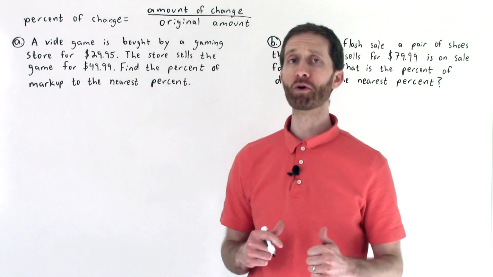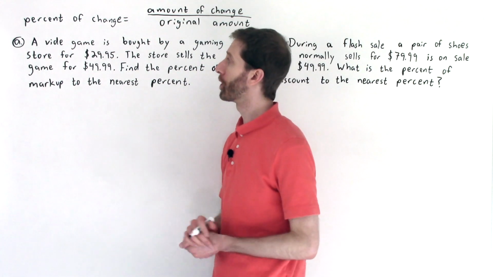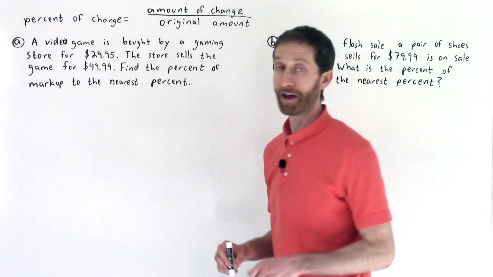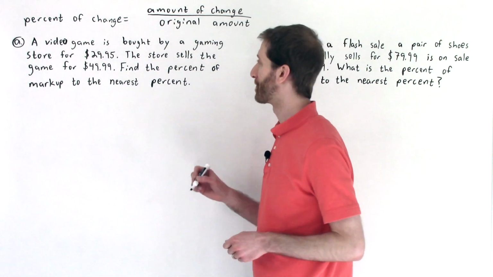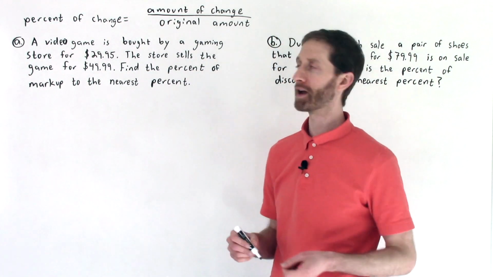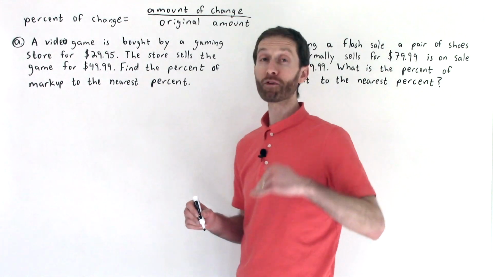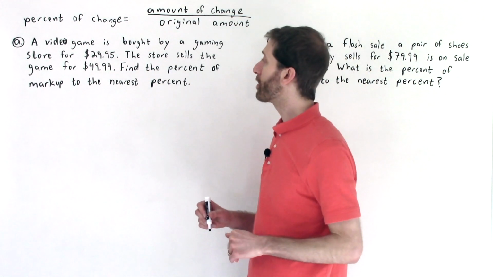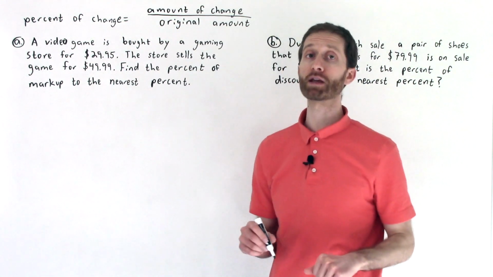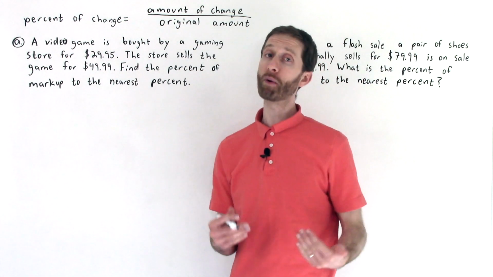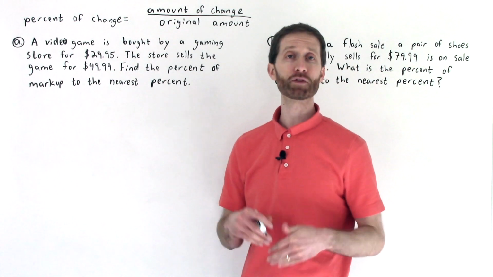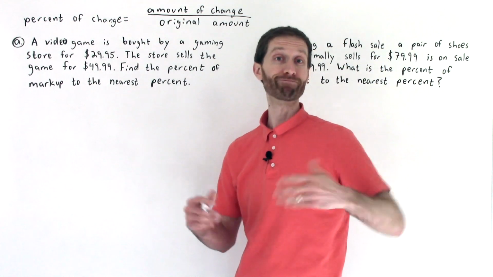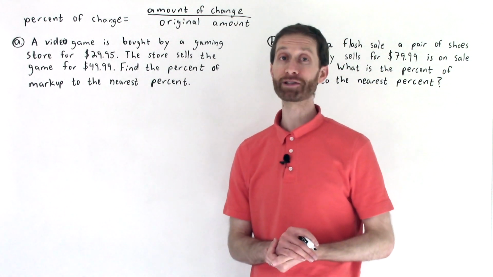Let's rock and roll. In this first problem, you were told that a video game is bought by a gaming store for $29.95. The store sells the game for $49.99, so that's an increase in price. Find the percent of markup to the nearest percent. When you're asked for percent of markup, you're really just being asked for the percent of change and being told that it's going to be a percent increase. That's it. Let me show you how we tackle this one.